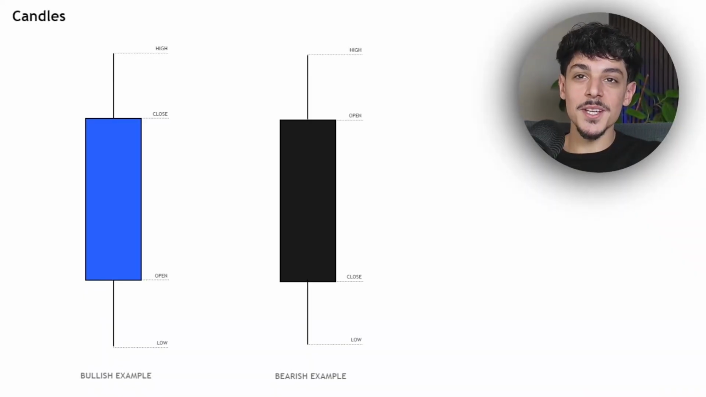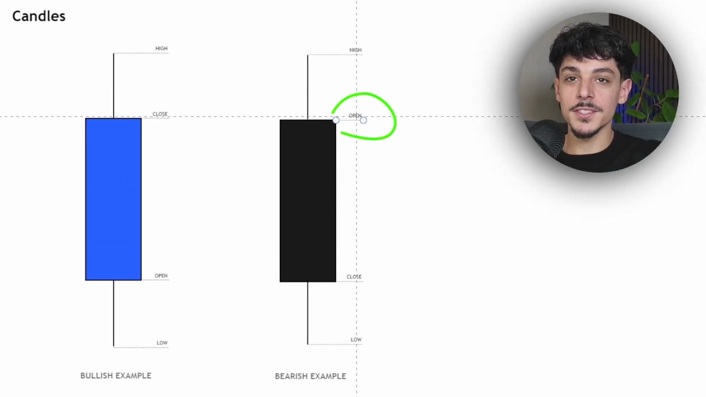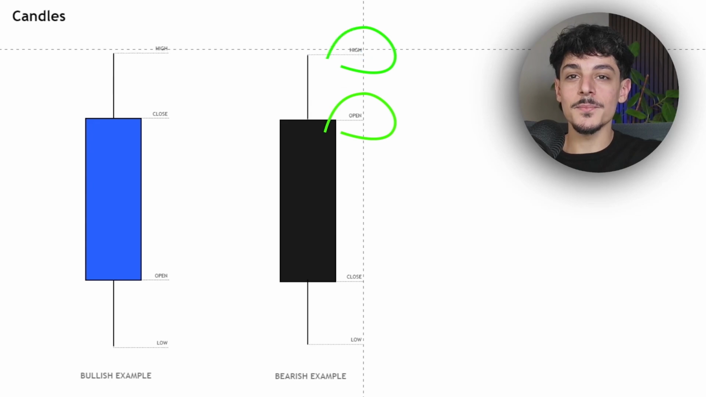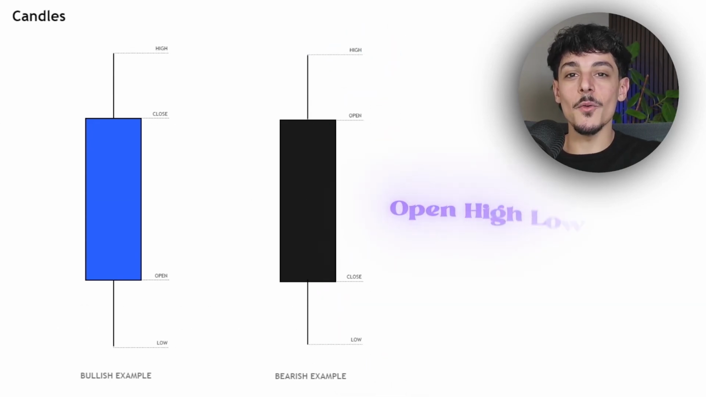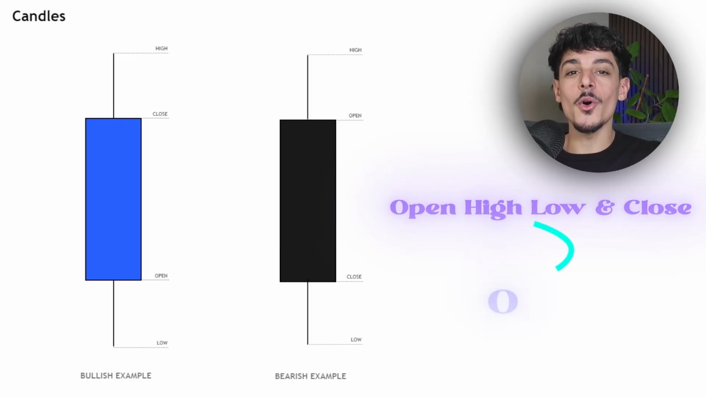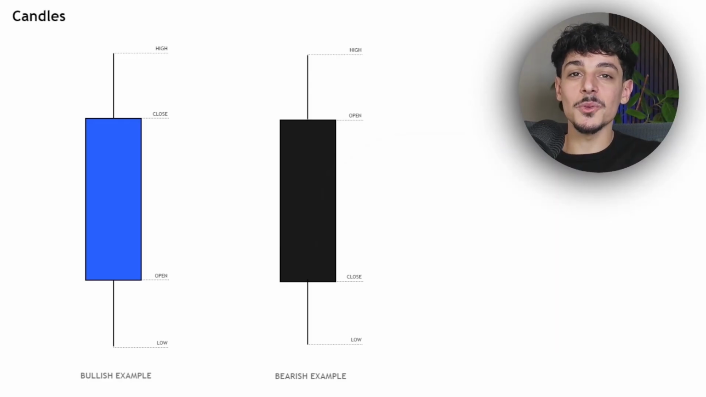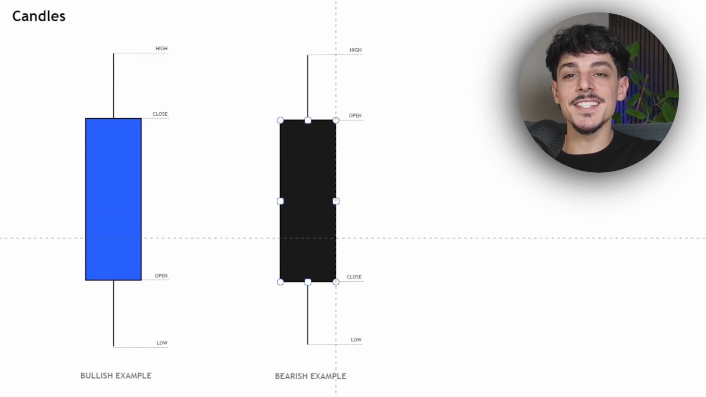Alright, let's start from the top. Every single candlestick, whether it's on the 1 minute, the 1 hour, or the daily chart, shows us four simple things. Where price opened, the highest point it reached, the lowest point it dropped, and where it closed. We call that the open, high, low, and close, or OHLC. If the candle closes higher than it opened, it's bullish. But if it closes lower, it's bearish. It is that simple. Do not overcomplicate stuff.